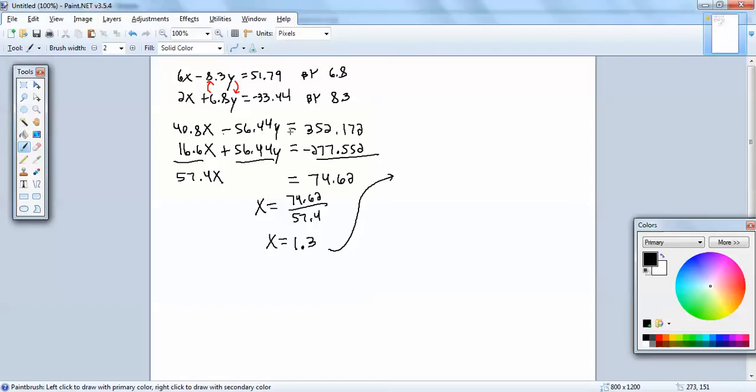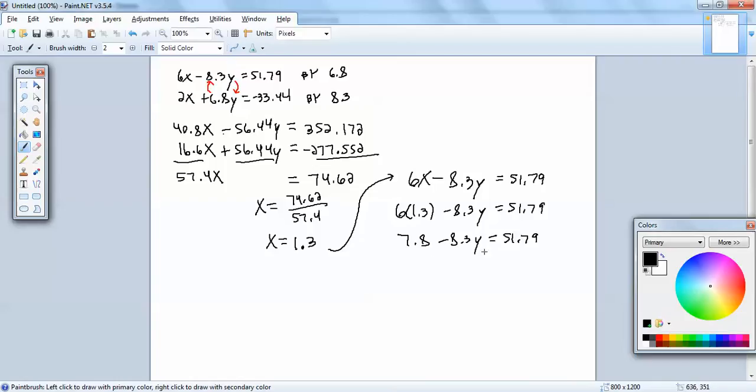Now we want to plug that back into one of our equations. Doesn't matter which one. Plug it into the first one: 6x minus 8.3y is equal to 51.79. So I got 6 times 1.3 minus 8.3y equals 51.79. 6 times 1.3 is 7.8 minus 8.3y is equal to 51.79. Take 7.8 over.